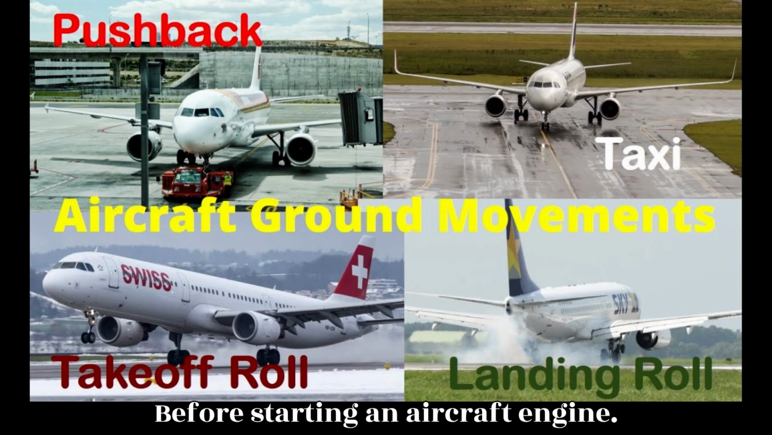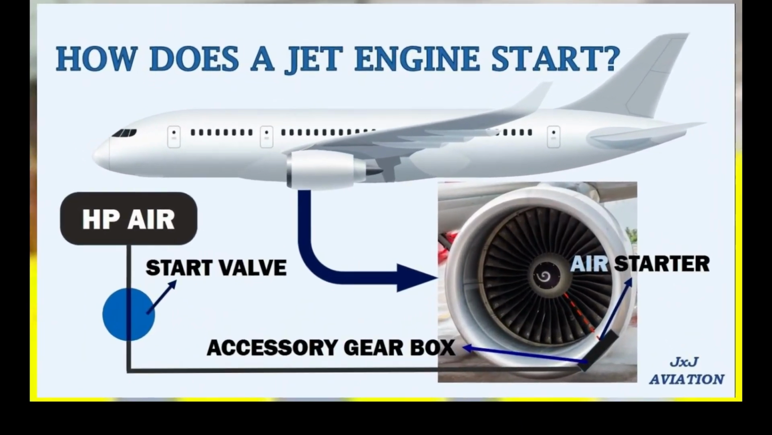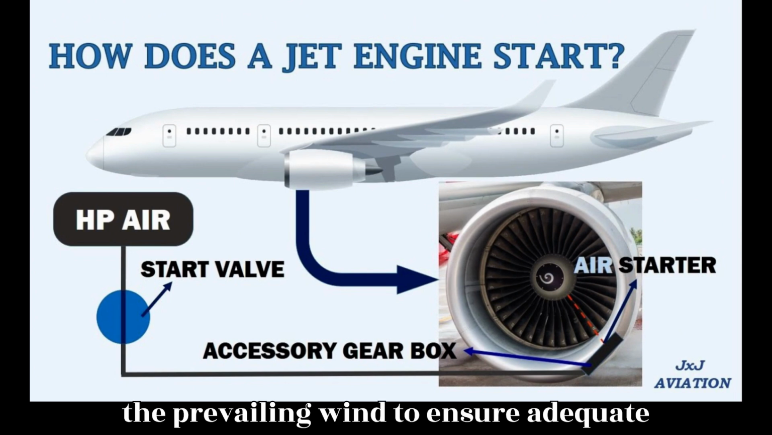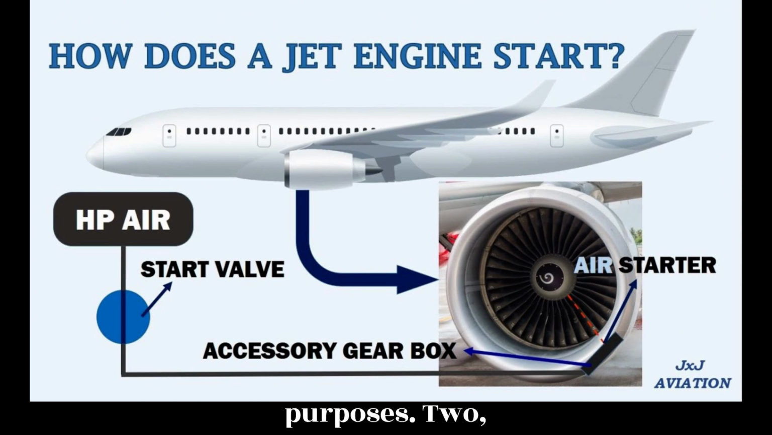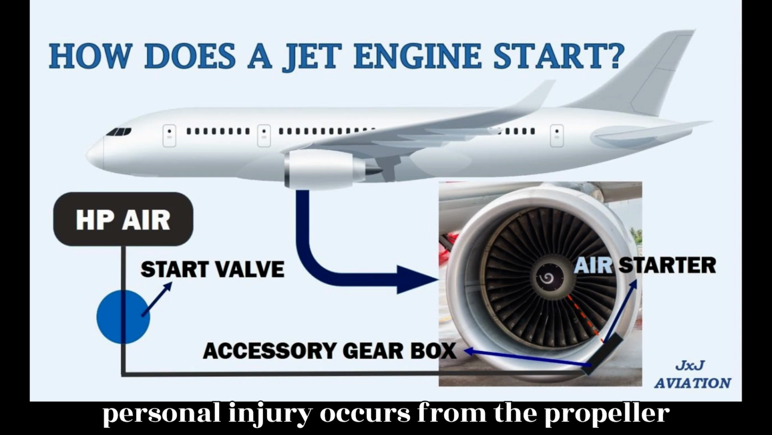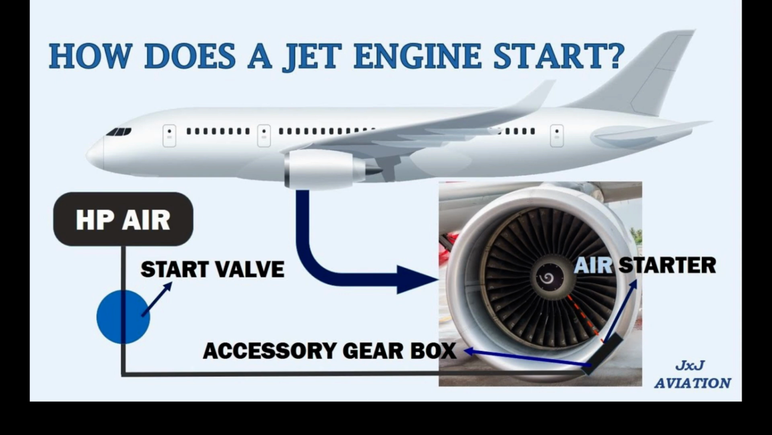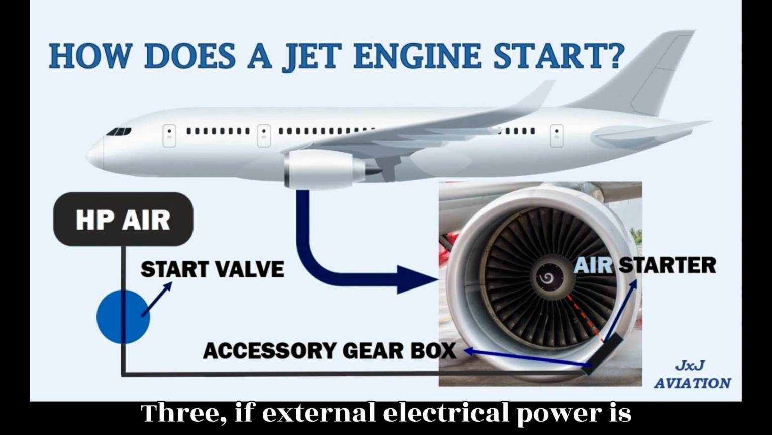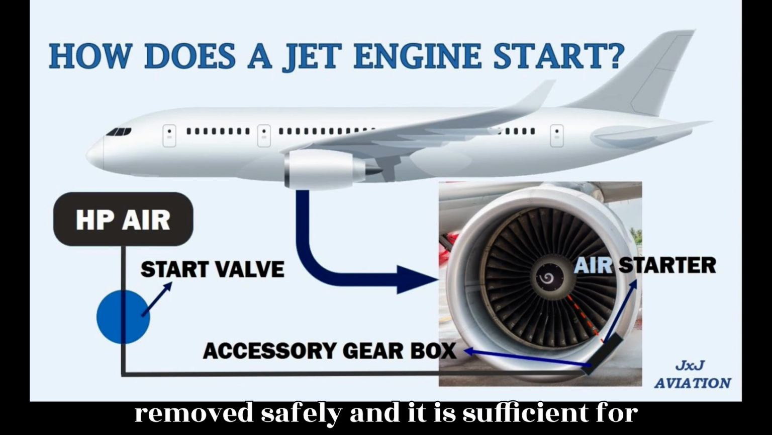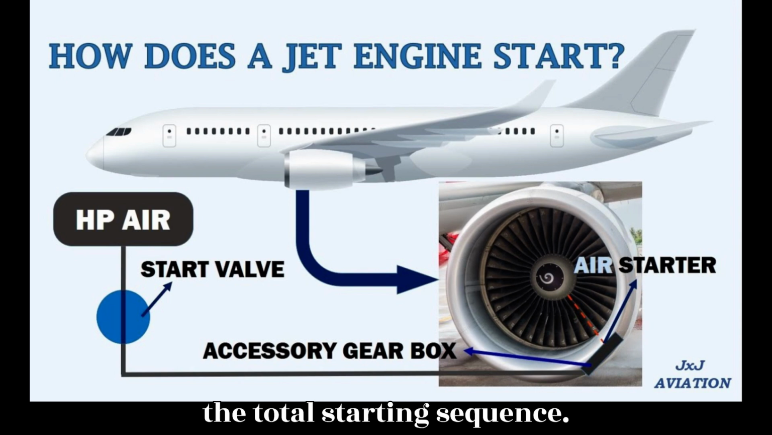Before starting an aircraft engine. 1. Position the aircraft to head into the prevailing wind to ensure adequate airflow over the engine for cooling purposes. 2. Make sure that no property damage or personal injury occurs from the propeller blast or jet exhaust. 3. If external electrical power is used for starting, ensure that it can be removed safely, and it is sufficient for the total starting sequence.